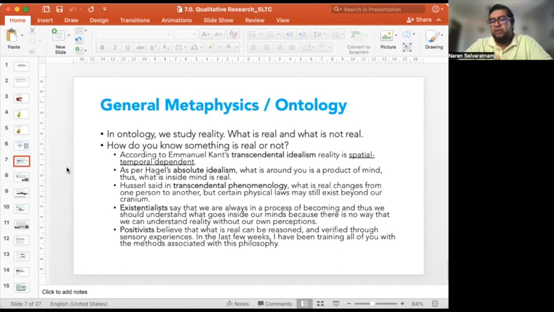Now, in ontology, we try to study reality. Not we try to study reality, we actually study reality. Ontology is about studying reality. So what is real and what is not real? How do I know the previous apple that I showed you is real or not? So Immanuel Kant, in his transcendental idealism, said reality is spatial and temporal dependent. Now, see here, what is meant by spatial and temporal dependent?